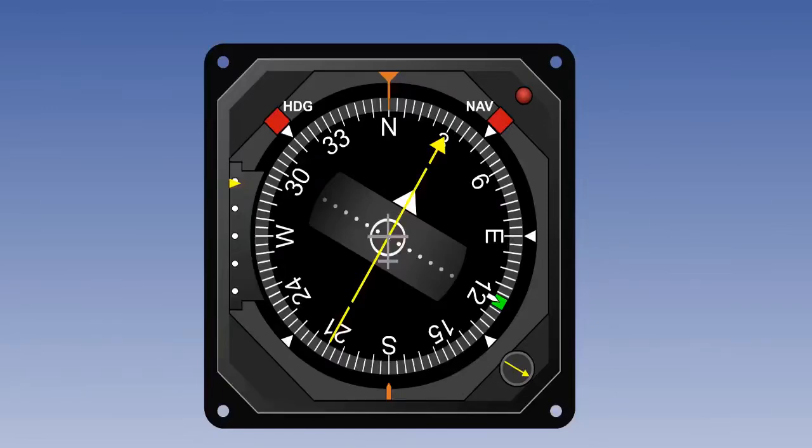Here, we see that the aircraft is heading north to intercept the 030 localizer. As the needle is centered, the aircraft is now on the localizer and needs to turn onto 030.